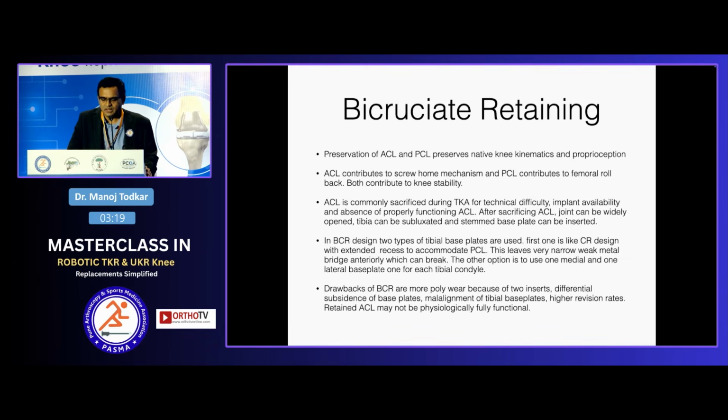The bicruciate knees, I won't go into details because Kunal has already talked about it. Both the cruciates are retained. But the drawbacks of bicruciate retaining are more polywear because of the two different inserts, differential subsidence of the base plates, malalignment of the tibial base plates, higher revision rates, and the retained ACL may not be physiologically fully functional in arthritic knees.